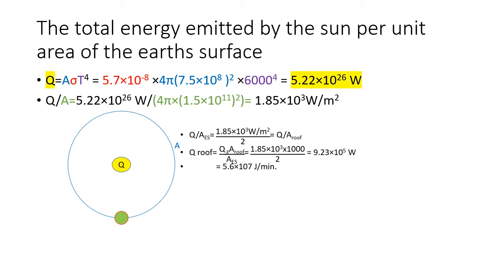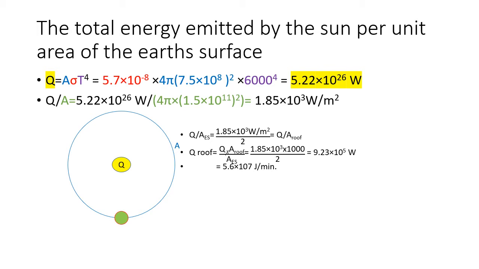The next part of the problem is quite straightforward. We've already got an amount of power per unit area, which is the total that would be incident on the Earth if there was no atmosphere involved. But there is an atmosphere, so we need to take our value from before, which was 1.85 times 10 to the 3 watts per meter squared, and divide that by 2. That will give us the amount of power per unit area on the roof.